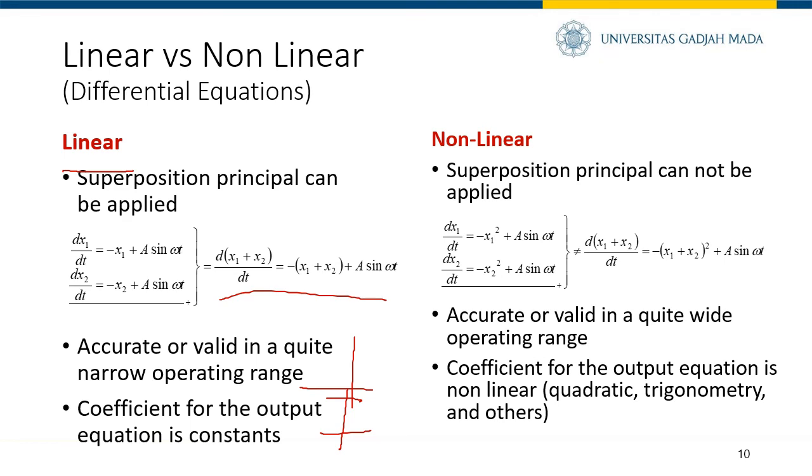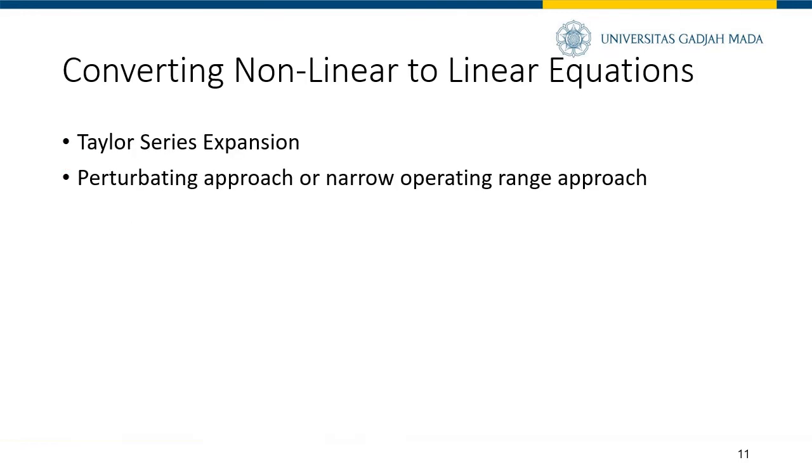And the nonlinear is the opposite. I think you can understand this one better after you take a final project or maybe an independent project with me. You can understand these two terms more deeply. So how to convert a nonlinear to a linear equation? There are several methods. Two of them are the Taylor series expansion and the piecewise approach, which is a kind of observing only a narrow operating range.